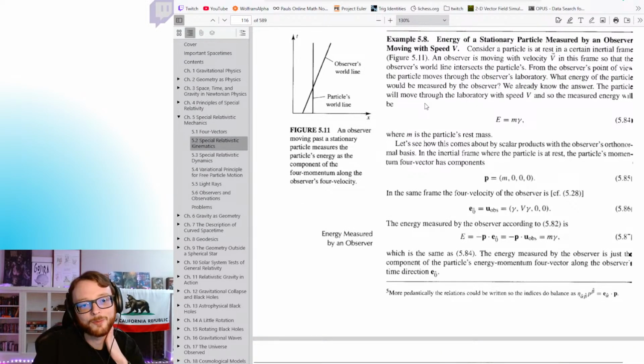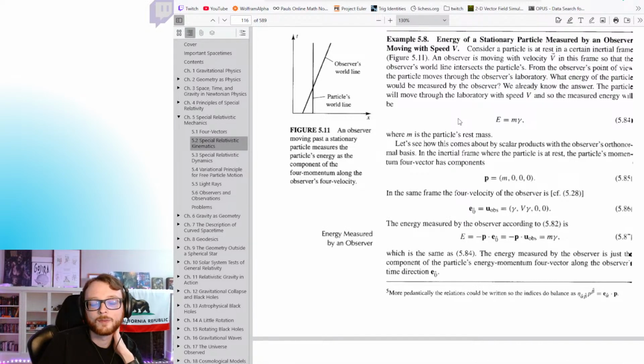Oh, in example 5.8, they gave a weird thing where they calculate the energy of a stationary particle as measured by an observer, but the observer is moving and the particle is staying still. So I guess we're in the particle's inertial frame, and that part was kind of weird to me. Okay.